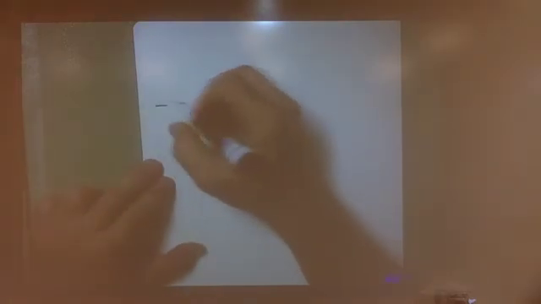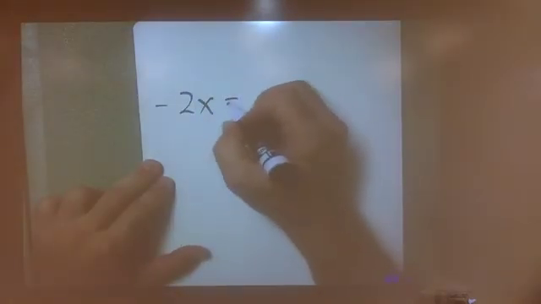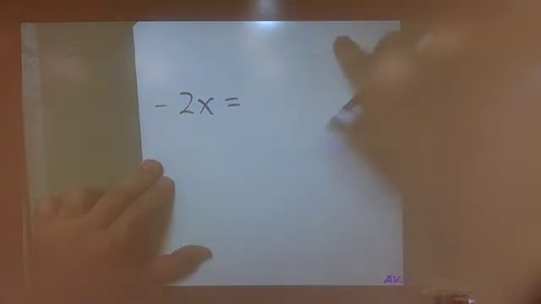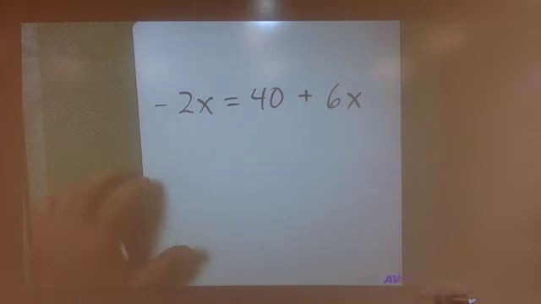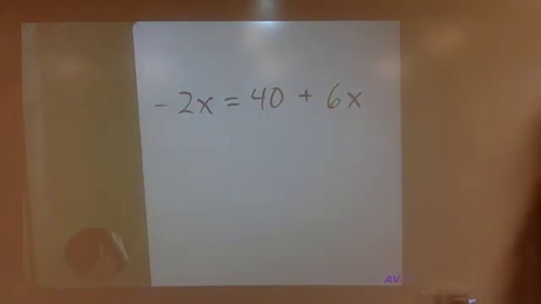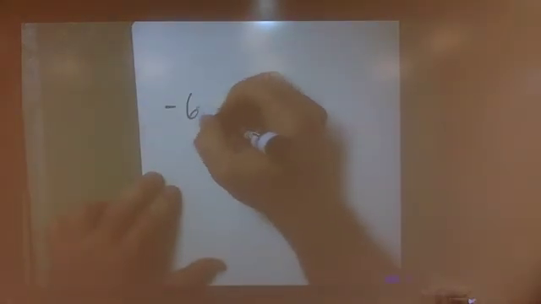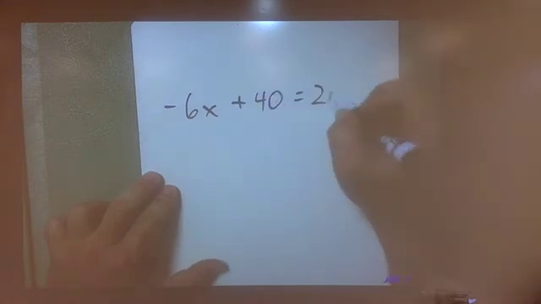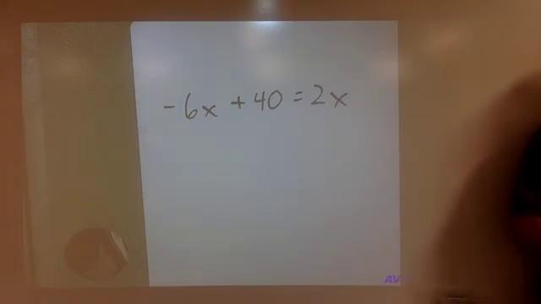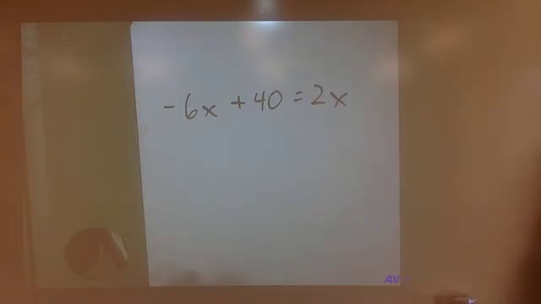Here's one that might trick people. Say you have negative 2x equals 40 plus 6x. All right. Which one is actually smaller here? Well, that's probably not a good example. Let me try this one. Negative 6x plus 40 equals 2x. Okay. I just told you, you always want to move the smaller x when you're combining them and they're on opposite sides of the equal sign.